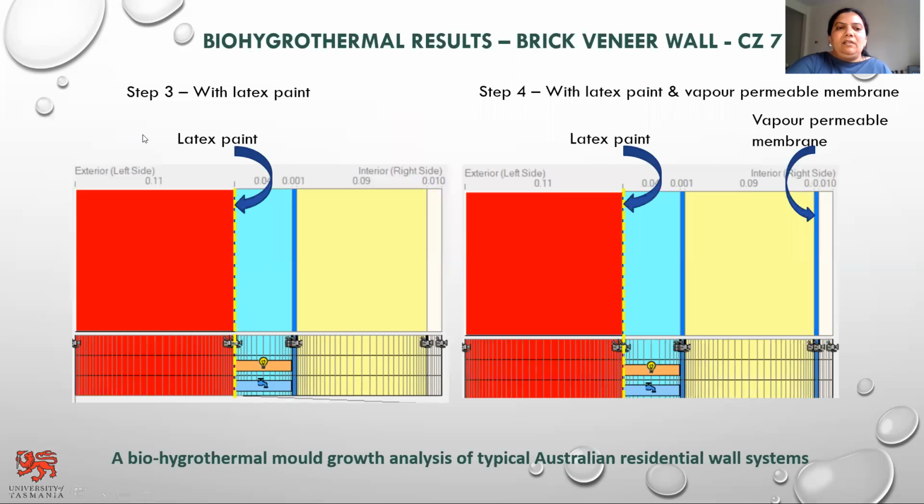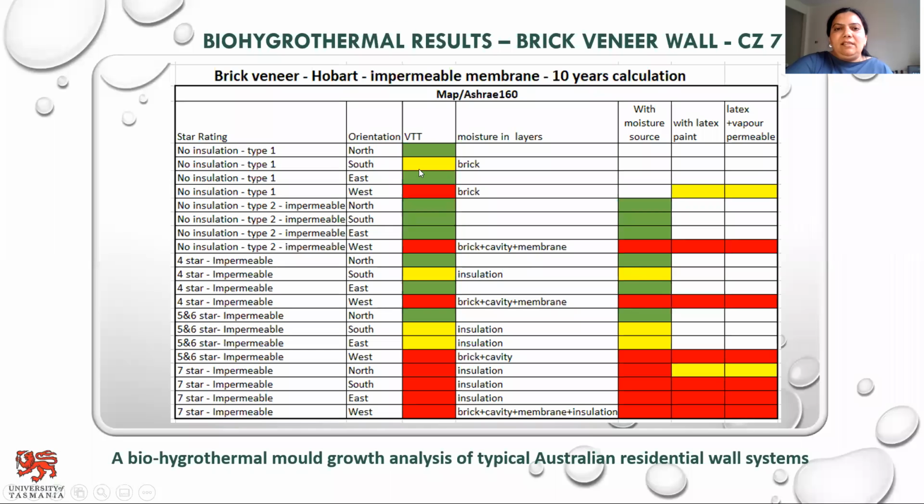Then this is the third level of analysis which we have done, that is with the addition of latex paint. This paint is added to the inner portion of the external layer, which is the brick veneer, the brick layer. And then the final stage of analysis was done with the addition of latex paint and a vapor permeable membrane. So latex paint is added here, and the permeable membrane is added to the inner portion of the plasterboard. And then these are the results based on the different layers of analysis.